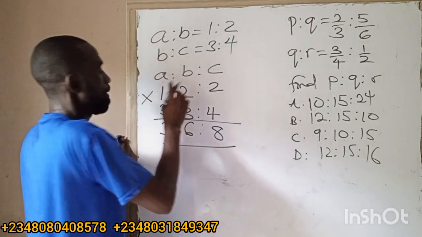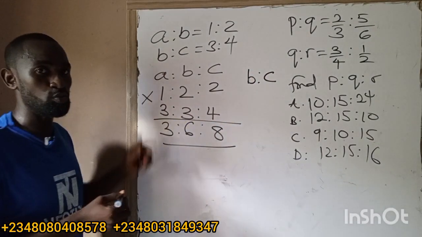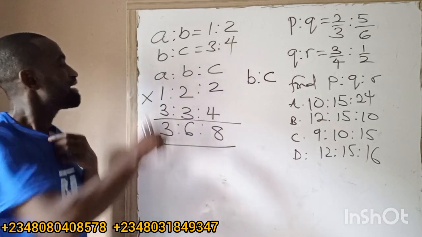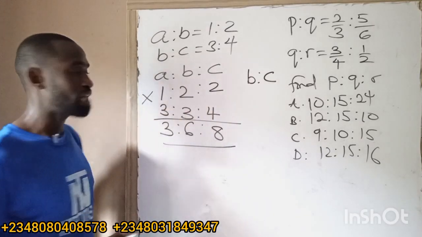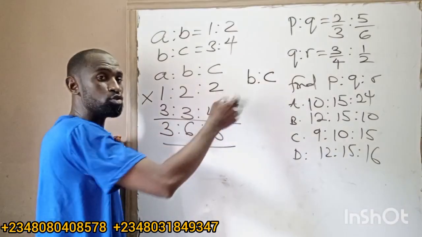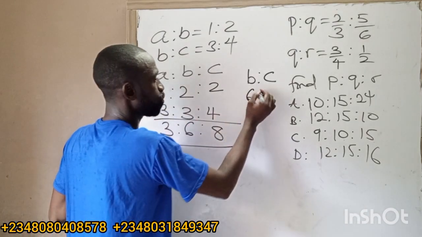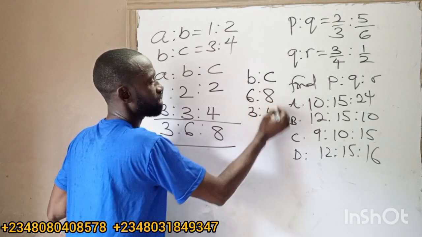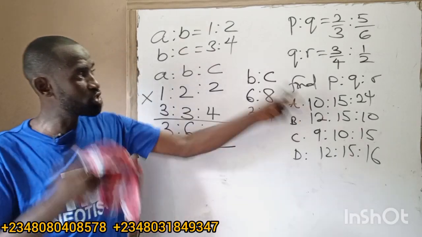Class, they can be funny sometimes. They will ask us to find B ratio C instead of A ratio B ratio C. The first thing to do is get your A ratio B ratio C first. From there, you can isolate anything we are asked to find. So if we have to find B ratio C, this is B ratio C: 6 ratio 8, which I can divide by 2 to get 3 and 4. I hope that is clear. So that's the way we solve questions under ratio. Let us go to this question now.